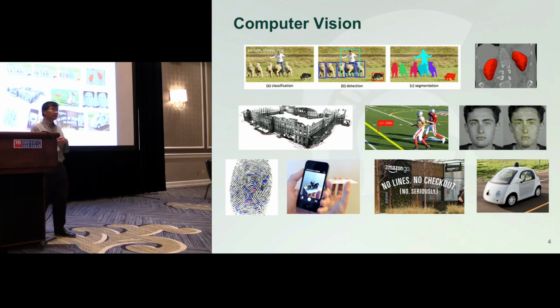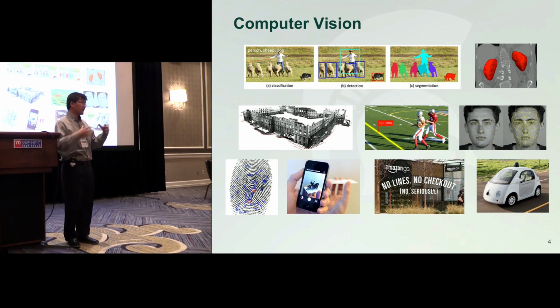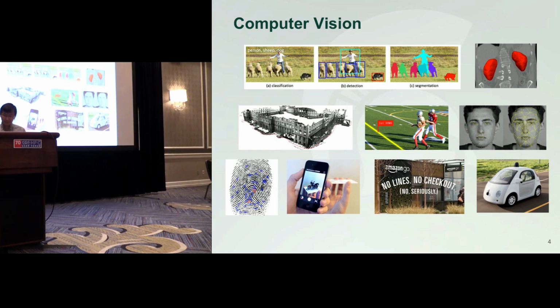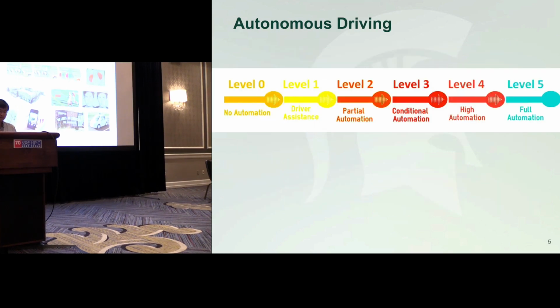Amazon Go is trying to build a store where no people are watching. Everything is through vision systems. And finally, autonomous driving is certainly one of the biggest applications right now for computer vision.